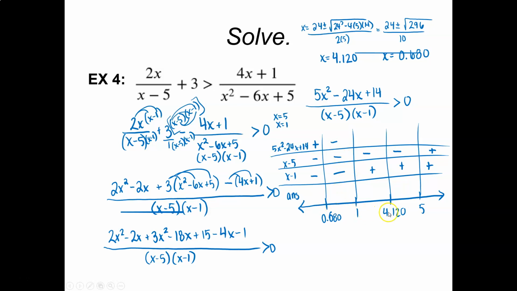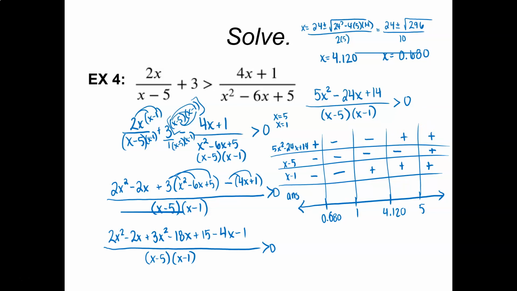If I pick a number between 1 and 4.120, I would just do like 2. 5 times 2 squared minus 24 times 2 plus 14. Oh, I did that wrong. 5 times 2 squared minus 24 times 2 plus 14. I'm also getting negative here. I think it's going to switch to positive right here. If you did 4.5, 5 times 4.5 squared minus 24 times 4.5 plus 14, that's positive. And then 6 is also going to be positive.